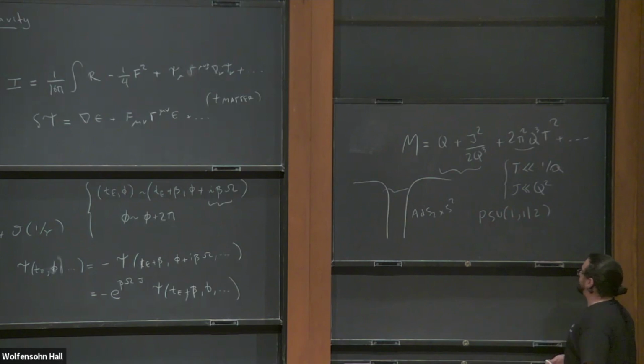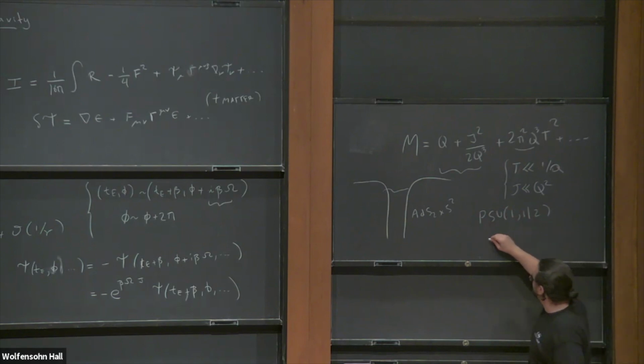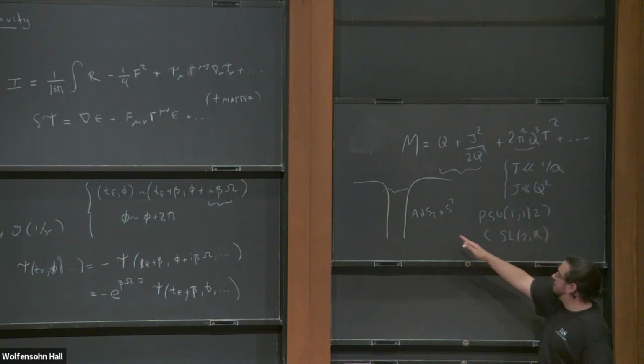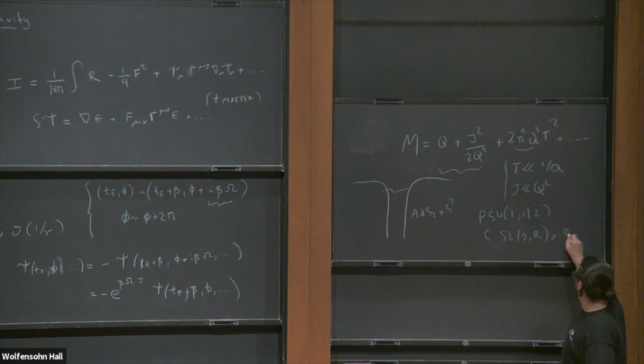I'm not going to go through the details, but basically this has inside an SO(2,1), which is the broken conformal symmetry of AdS2, and SU(2) from rotations along the sphere, and the fermionic generators.